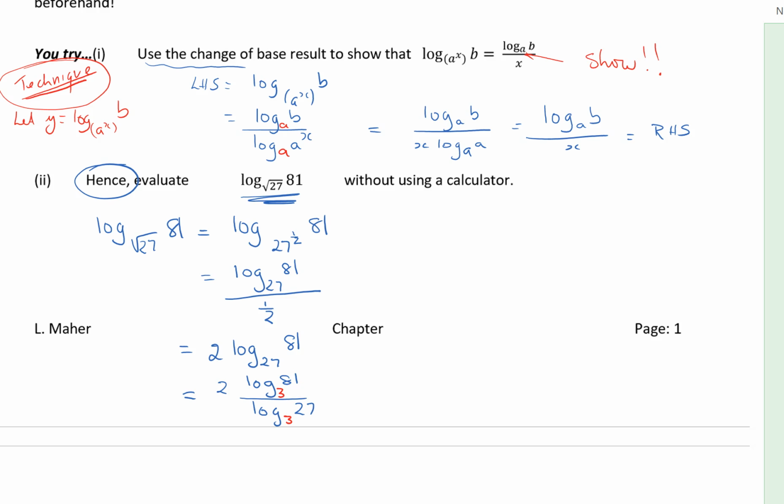So thinking about 3 to the power 3 is 27, and 3 to the power 4 is 81. I know that this is equal to 2 times the log of 81 to the base 3. What power do I raise 3 to get 81? Obviously I raise it to the power 4. Over what power do I raise 3 to get 27? It's over 3, and so we get 8 on 3 is the value of this, and at no stage have I used my calculator.